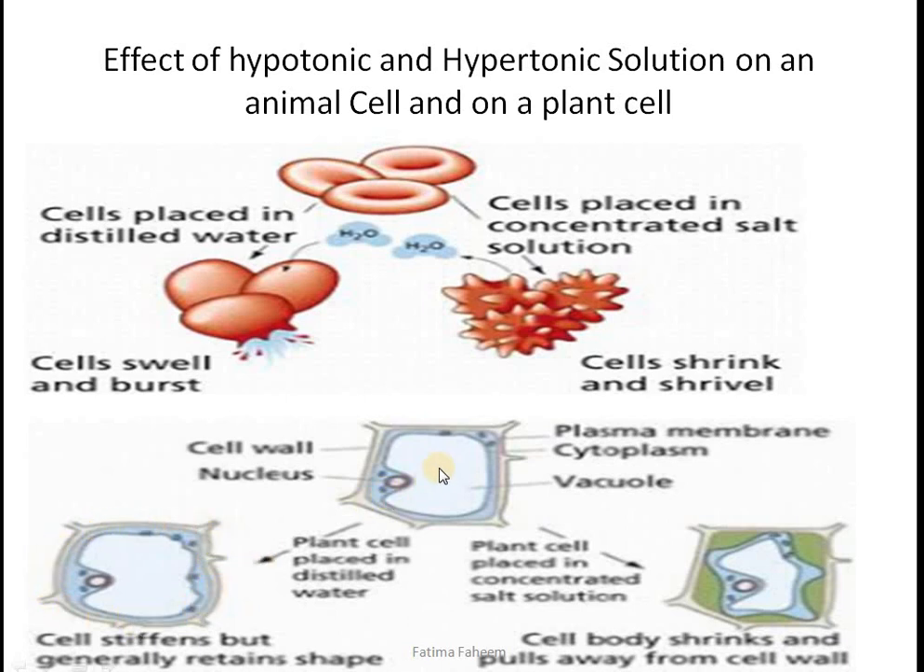On the other hand, if I place the same cell in hypertonic solution, the cytoplasm will shrink and will move away from the cell wall. The cell membrane will bound the cytoplasm. The size of the vacuole will decrease. This is called plasmolysis, and the cell is now called a plasmolysed cell.